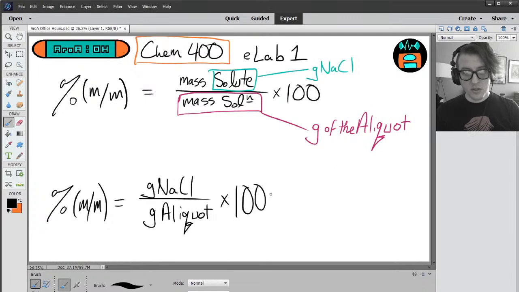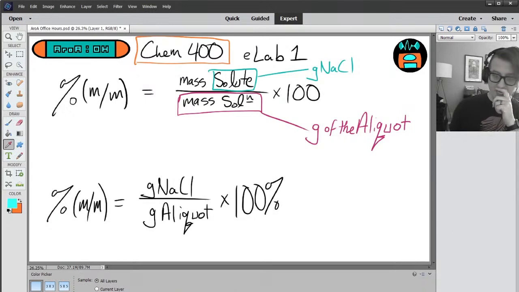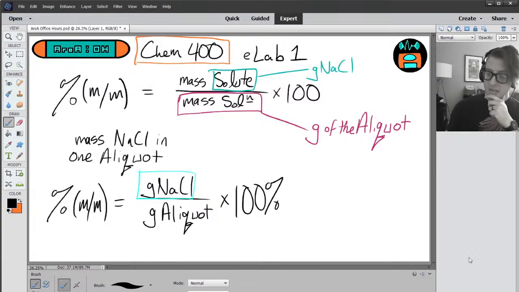Now, one thing to be aware of is right here, in your numerator, this is the mass of sodium chloride in 1 aliquot. In other words, this is the mass of sodium chloride in 1 aliquot. That's another way of saying that this right here is 1/5 of the total mass of sodium chloride.